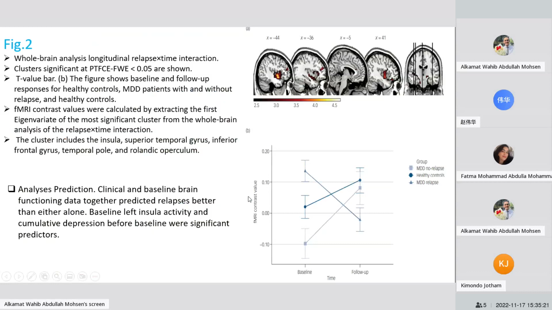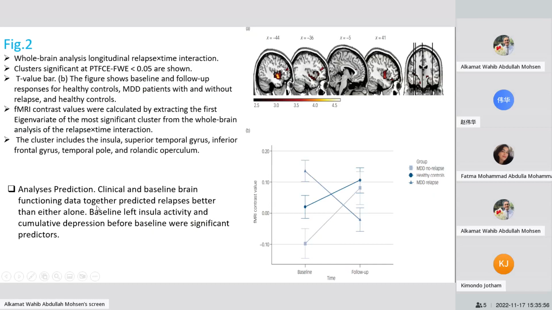The figure also shows the whole brain analysis along the replace and that interaction. Cholesterol, the significance p value is less than 0.05. So the fMRI contrast values were collected by extracting the first eigenvalue of the most significant cluster from the whole brain analysis.